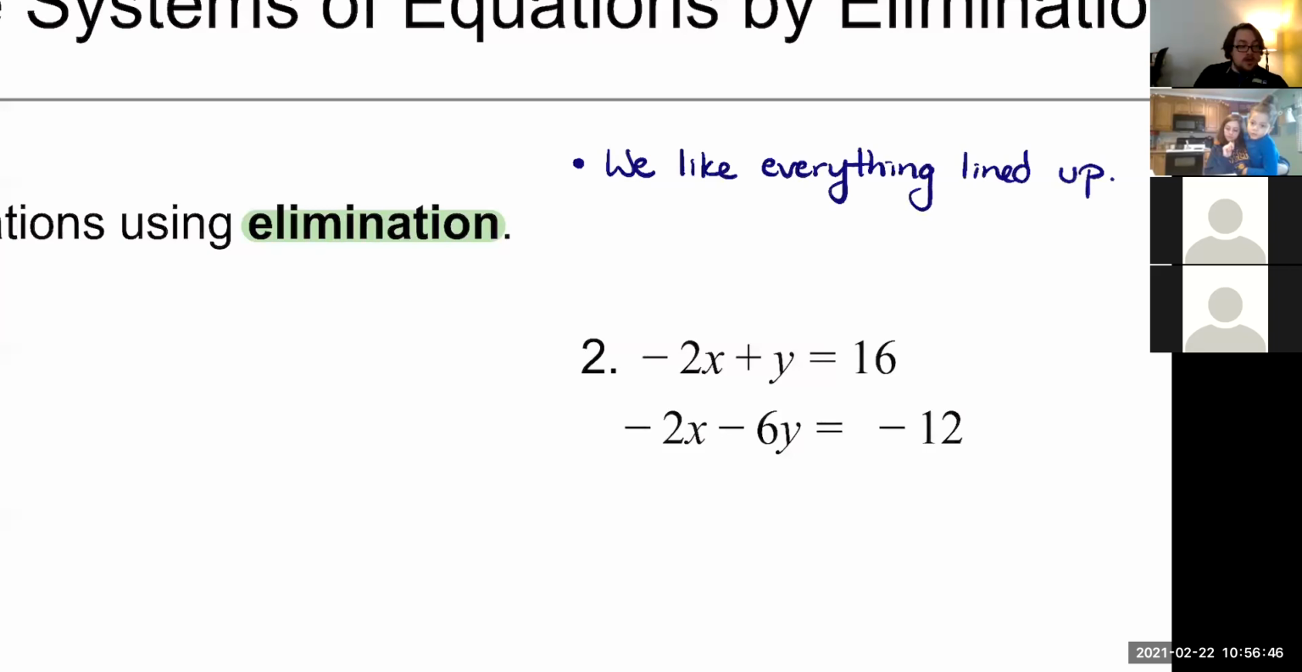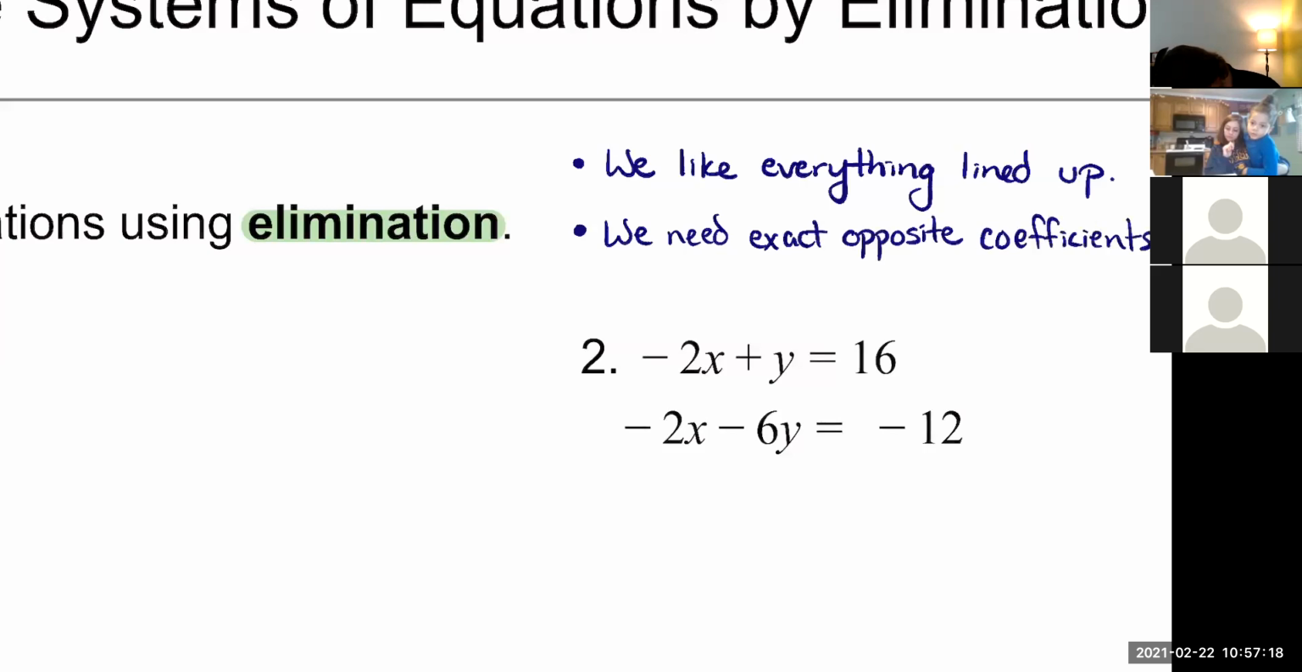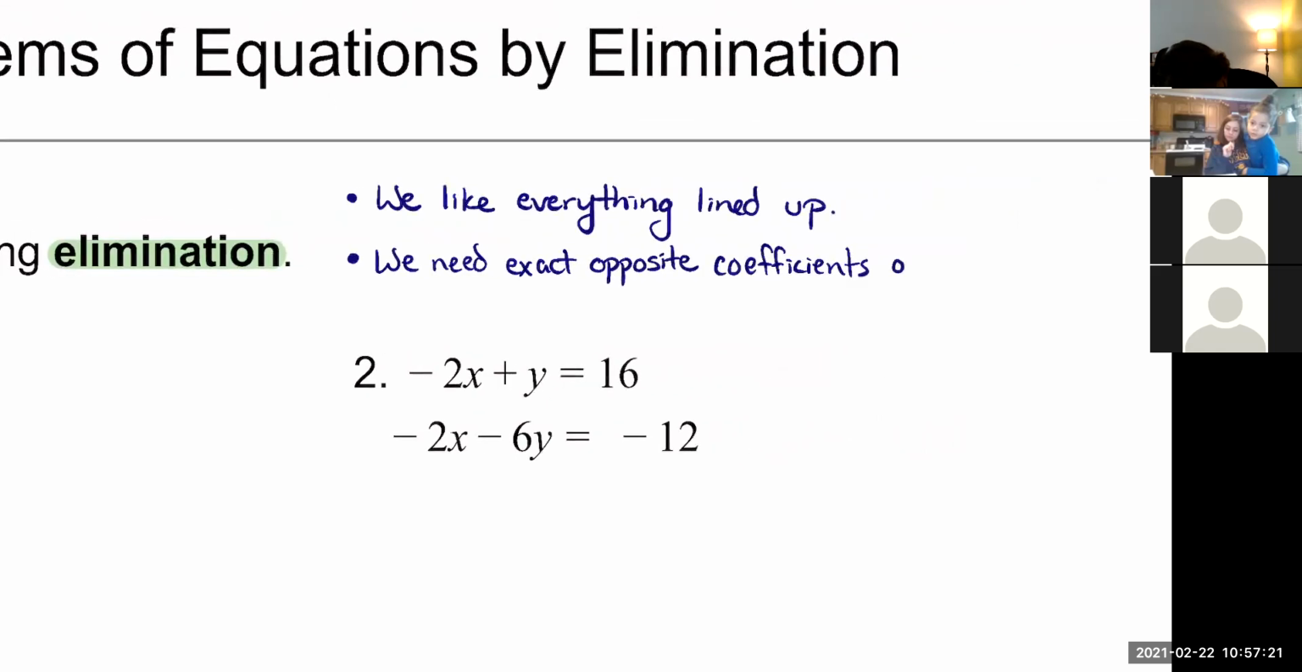What you'll notice on the examples I've provided, aside from the fact that the text is slightly askew, everything for the most part is already lined up for us. So that's good. Second thing we like, this one is a must. We need exact opposite coefficients on one pair of variables.